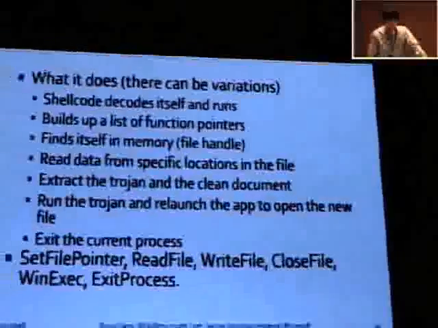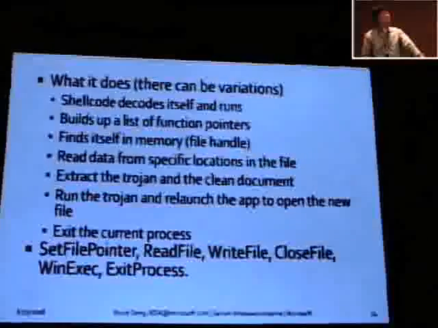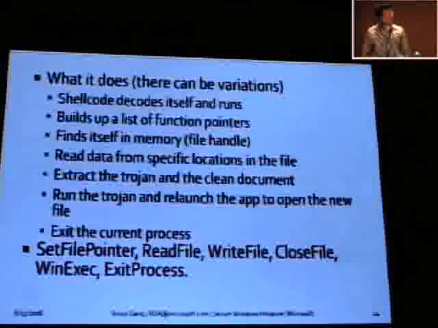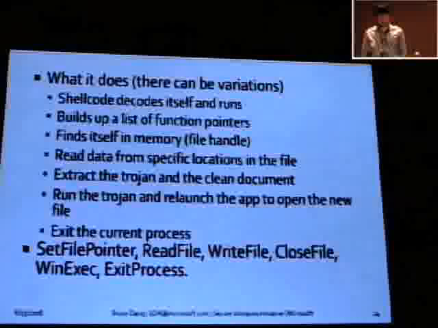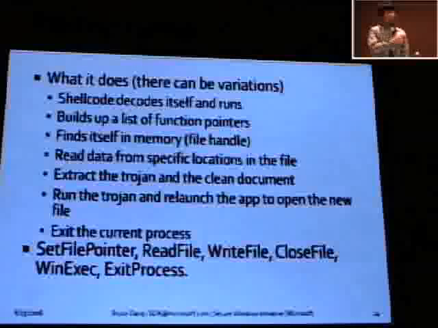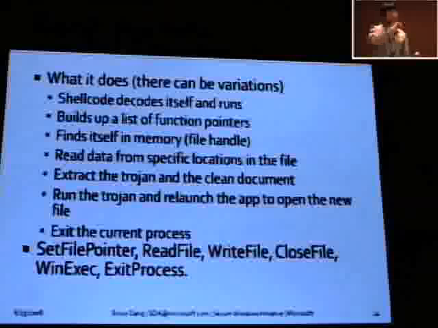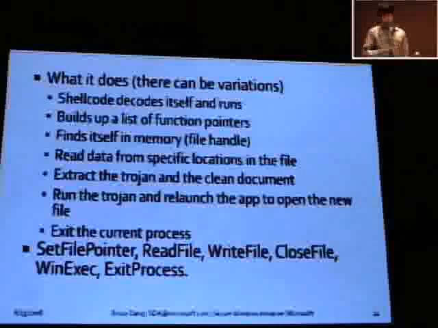Anyways, so after it finds itself, the shellcode decodes itself and builds up the list of function pointers it needs. Then it finds itself in memory, basically going through the file handle brute forcing method. It calls SetFilePointer to seek to a specific position that it knows is the beginning of its Trojan, reads that buffer, writes it to disk, and then calls WinExec on it.